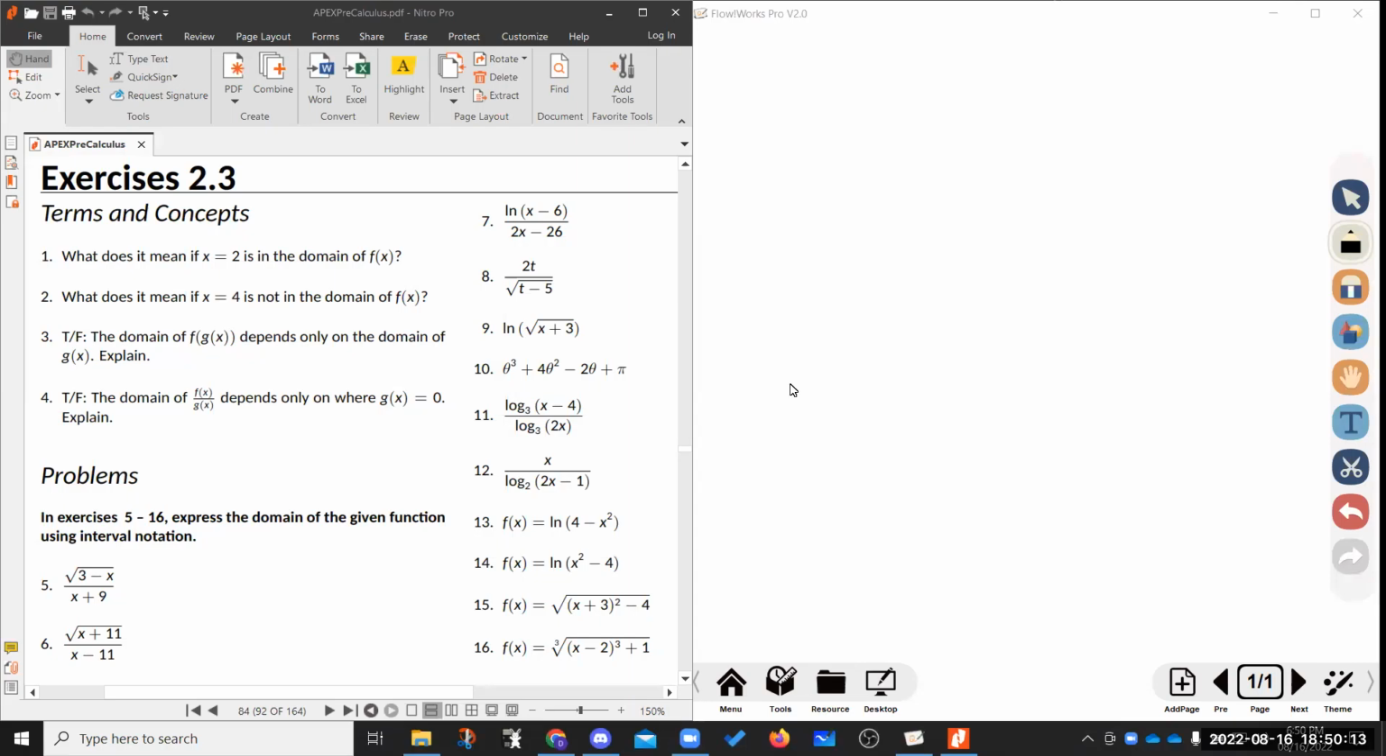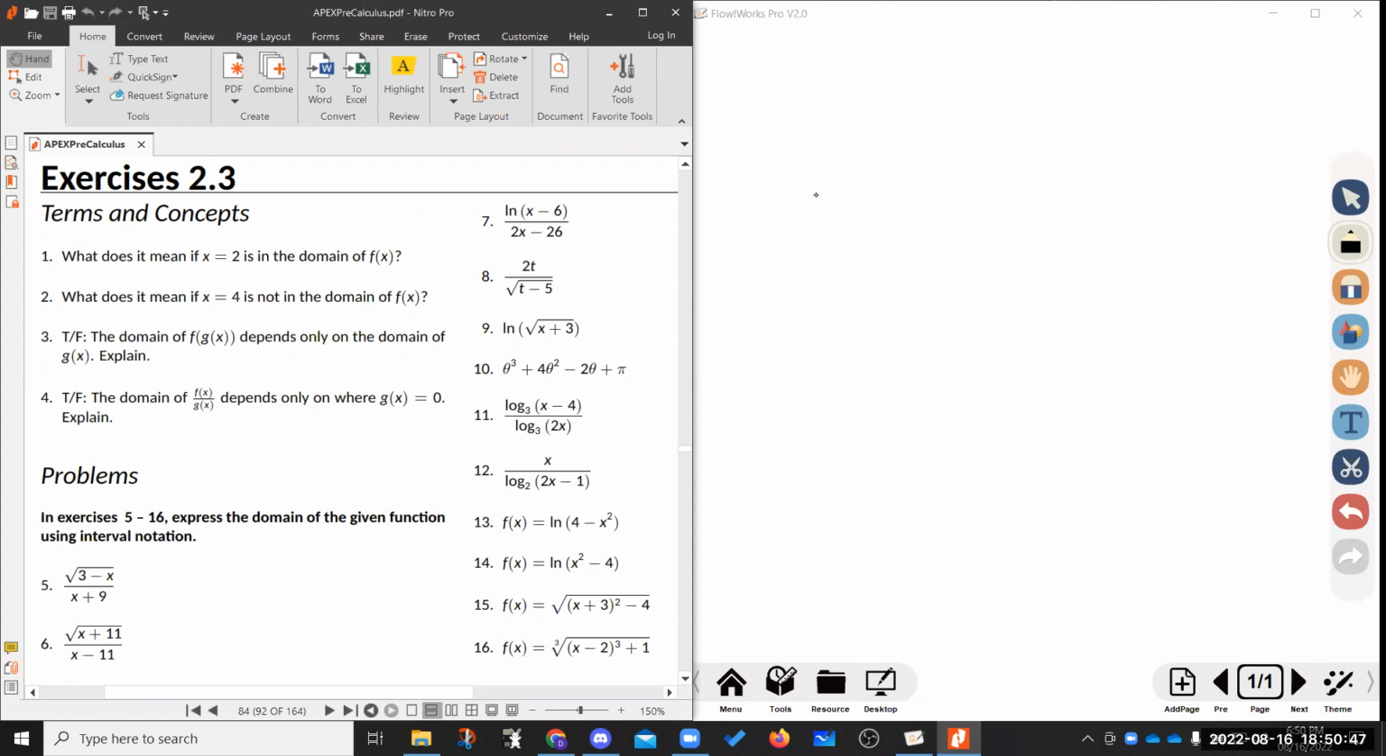In this video, we're going to talk about exercises from section 2.3 of Apex Precalculus, domains of functions. The first question asks us, what does it mean if x equals 2 is in the domain of f of x? It means that the input x equals 2 generates an output in the set, the codomain. The subset of it is called the range, and we drew that out earlier.